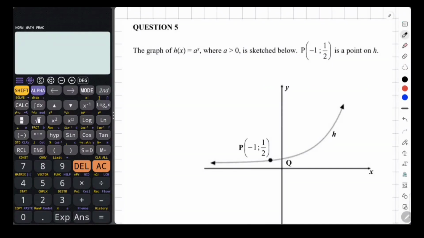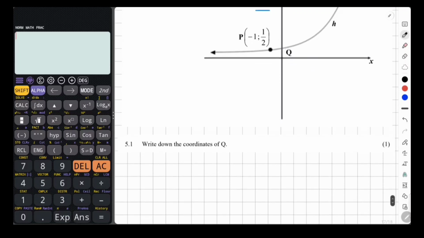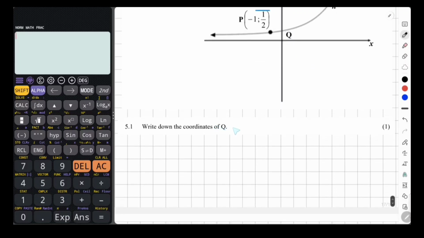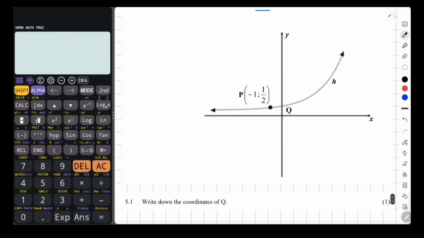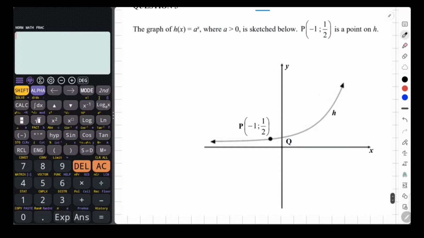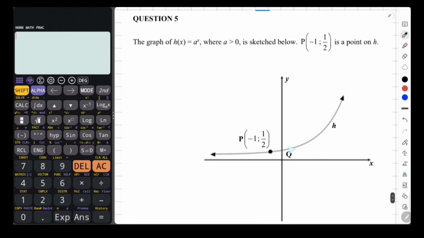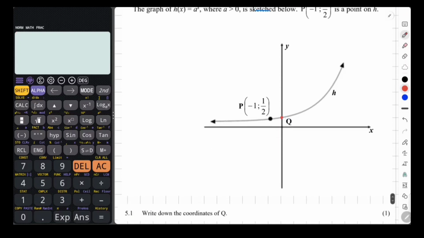And now we're on question 5. Question 5 says, the graph of h(x) = a^x, where a is greater than 0, is sketched below. And then we have this point P. It's a point on h. The first question is to write down the coordinates of Q. Okay, I see that they didn't really tell you what Q is, but it seems like Q is the y-intercept. So let's go ahead and find the coordinates of Q, which is the y-intercept.